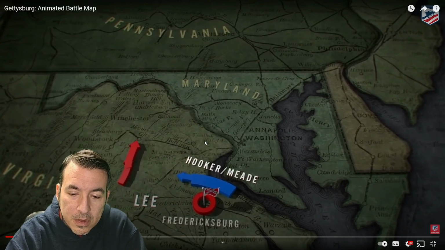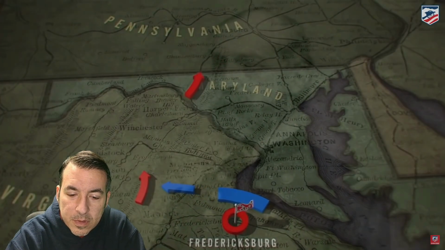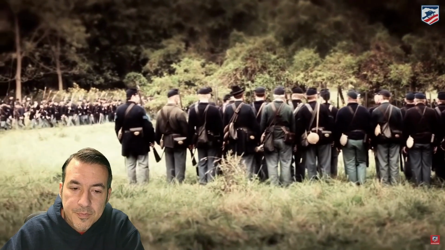75,000-man Army of Northern Virginia moves swiftly into south-central Pennsylvania. Union General George Gordon Meade and his 95,000-strong Army of the Potomac moves toward Lee.